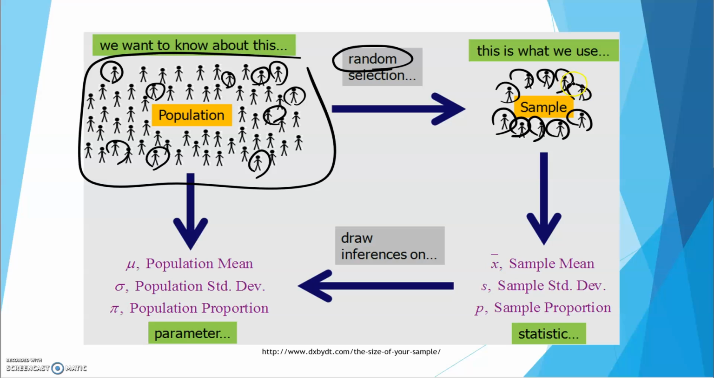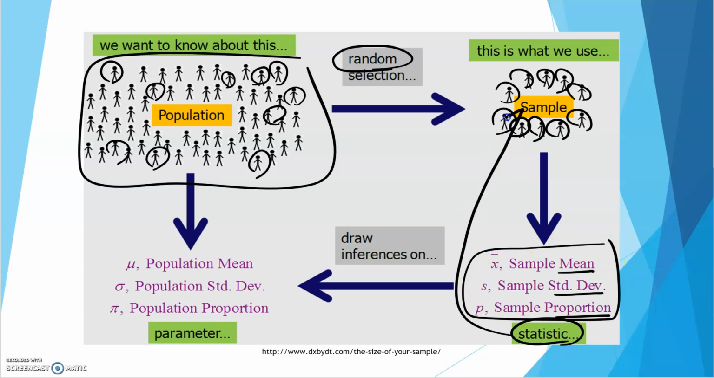So if I take this little group right here and I find, say, the mean or the standard deviation or the proportion, what you would call all of this right here is a statistic, because it came from a sample. Now, if we looked at the population and found the mean or the standard deviation or the proportion, what we had found is a parameter, because these numbers came from a population.